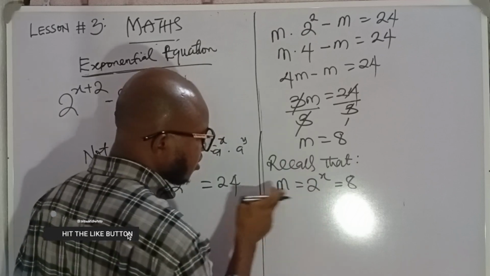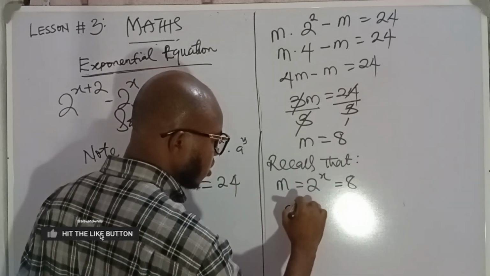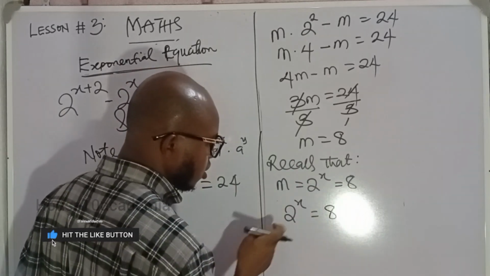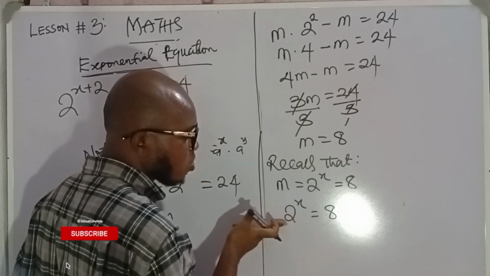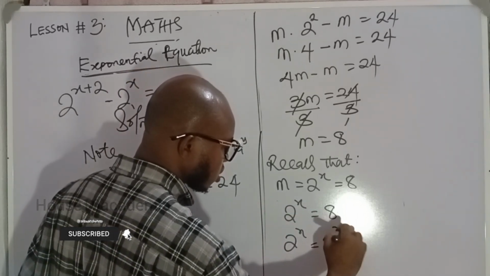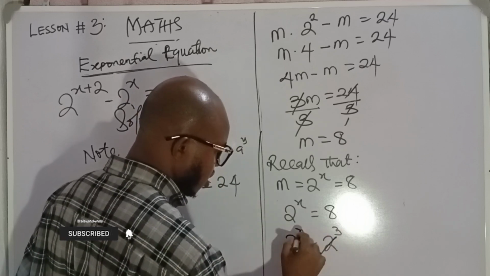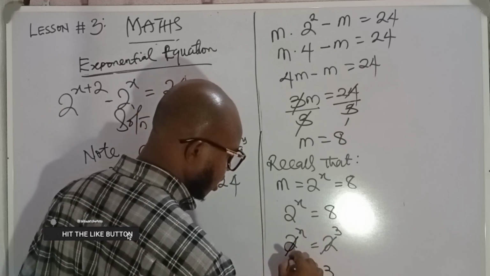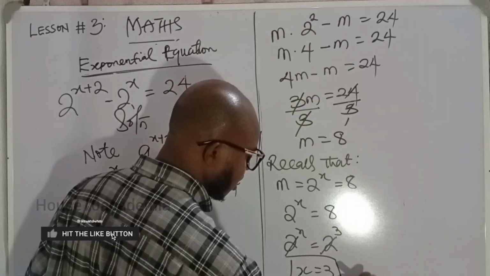So we are having 2^x equals 8. So we are going to raise it to the same base. So 2^x equals 2 raised to power 3. So this will cancel this, so we are left with x equals 3. This is our final answer.